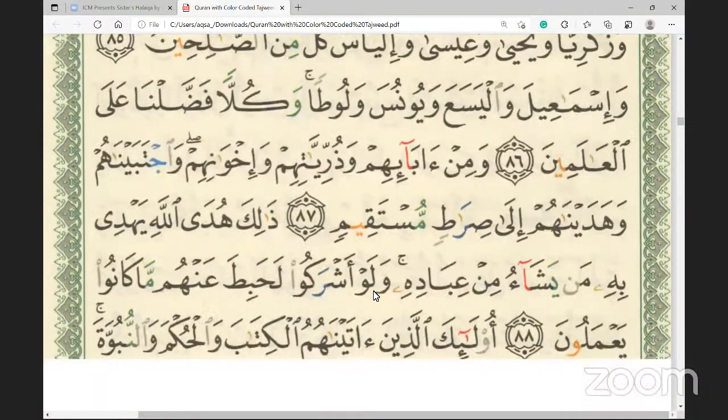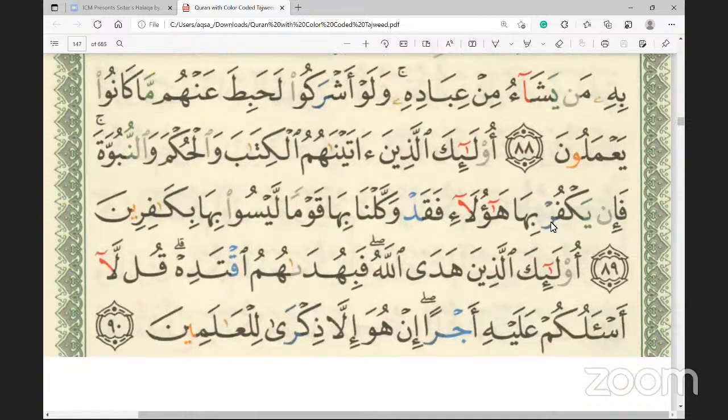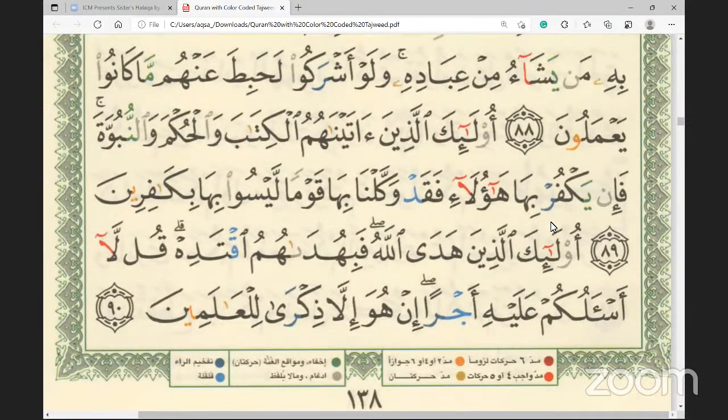Dhalika huda Allah yahdi bihi, take out the N sound. Yahdi bihi man yasha'u min ibadihi. Wa law ashraku lahabita anhum ma kanu ya'malun. Very simple. If you just kind of practice on it, you'll get the picture.